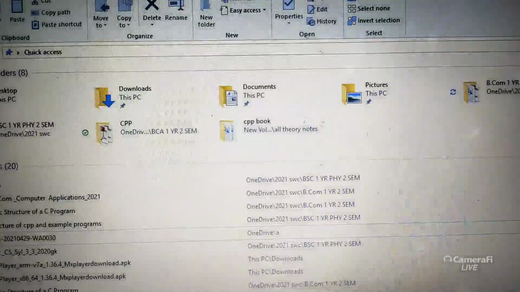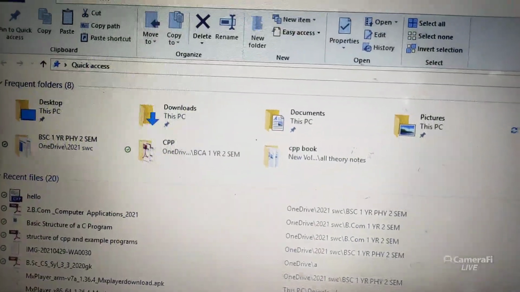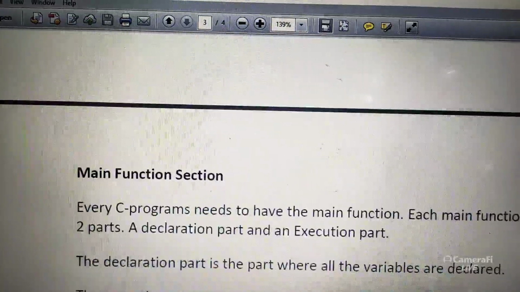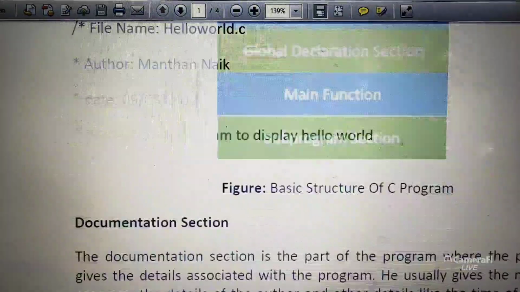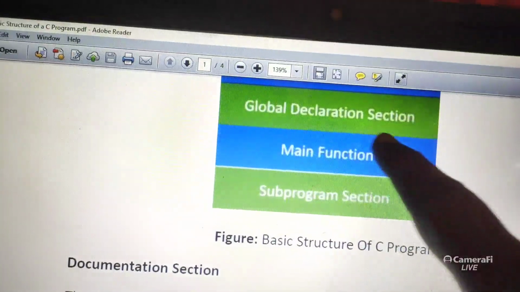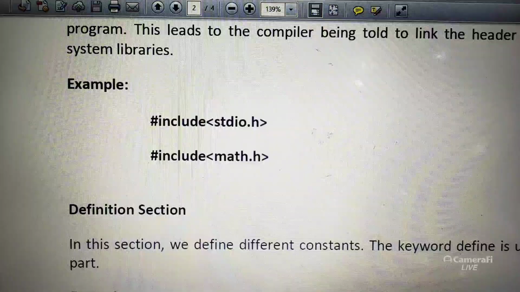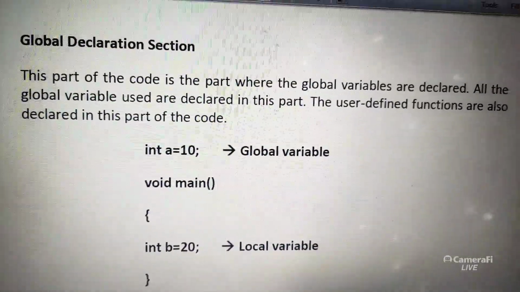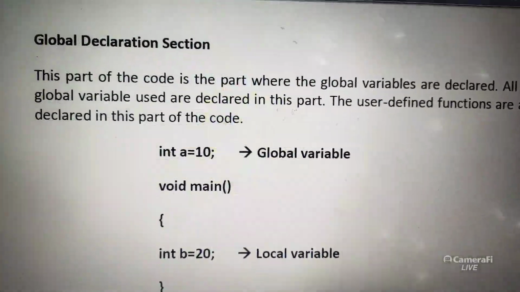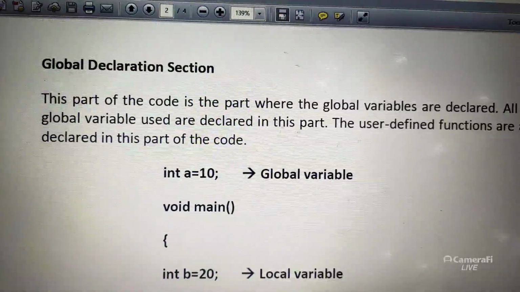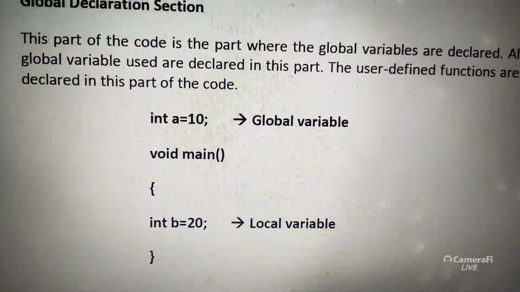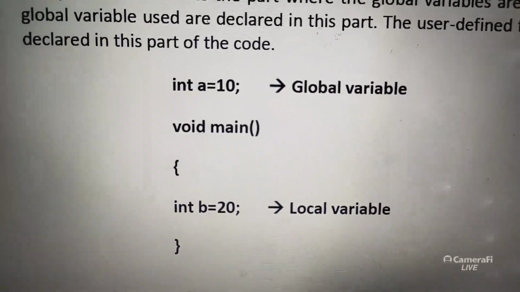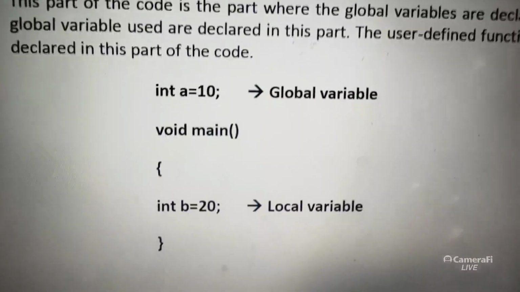Okay, next the global declaration section. Definition section is over, global declaration next. So global variables are declared and can be used by any function, so it is like public property. A public library can be visited by everybody, public transport can be used by everybody. More we'll discuss in the functions topic.